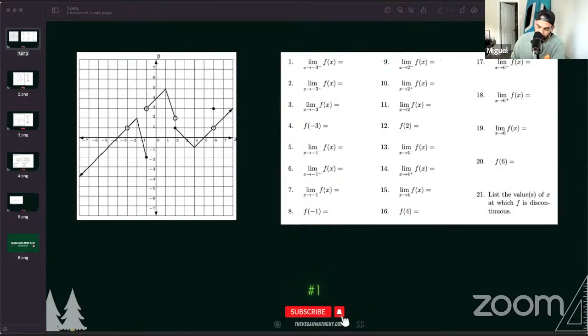Okay, let's do 17. The limit as x approaches 6 from the left side. Okay, let's go back to our graph. The limit as x approaches 6. This is 6. Now I'm looking at what it approaches from the left side. And again, it's technically approaching 0.9999999. That looks like that will be the exact value.